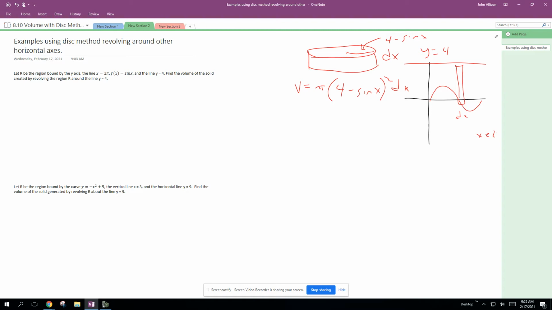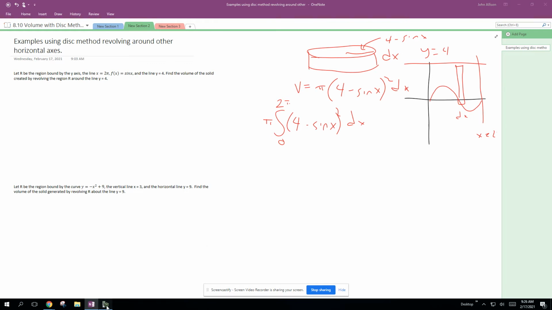To find the volume, we're going to integrate from 0 to 2 pi. That's what defines the region. And we'll bring the pi outside because it's a constant multiple: pi times the integral of 4 minus sine x, squared, dx. As I've often said on the FRQs, that's going to be sufficient. A lot of times they're just going to ask you to set the integral but not evaluate. I'm going to go ahead and type that in my calculator.